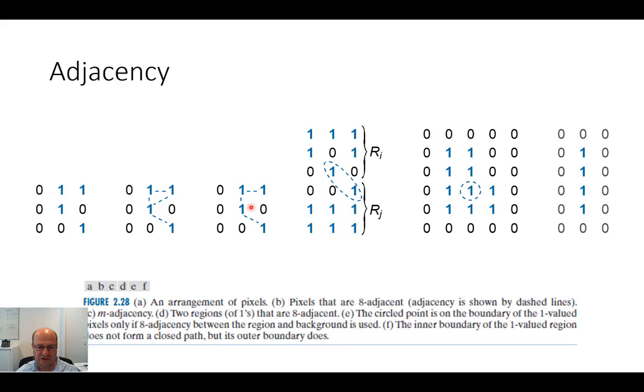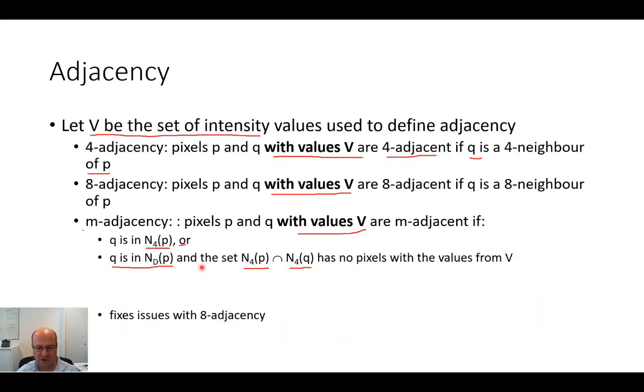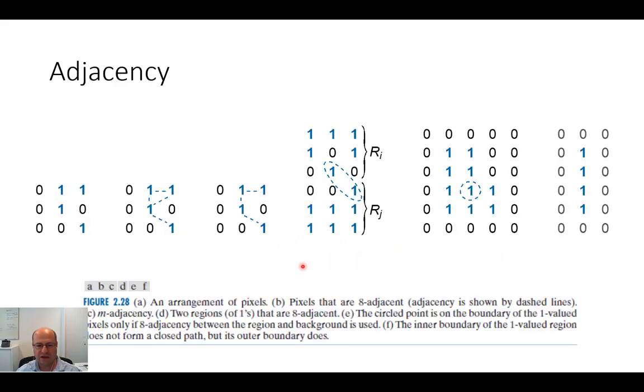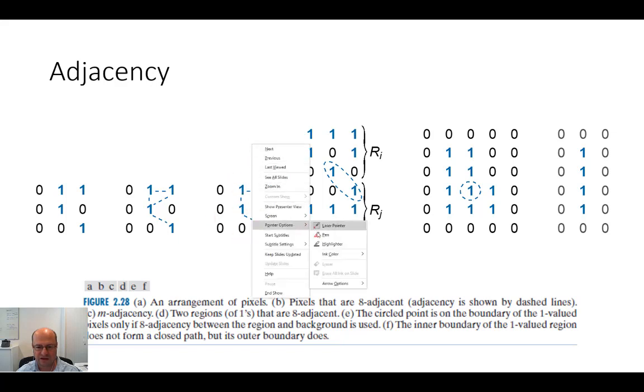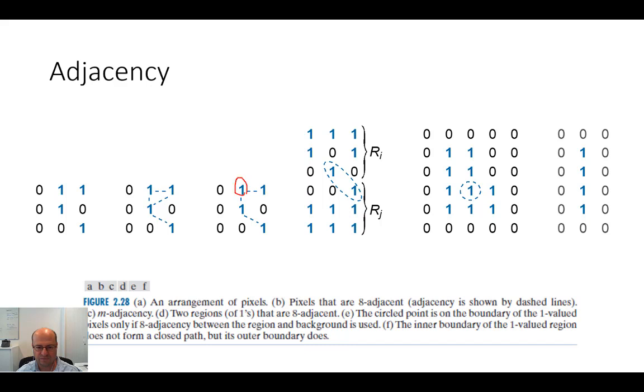What about these two? Are these two M adjacent? Well, this guy is on the diagonal of this one, so it might be a candidate, but the second condition is not respected, right? In this case, there is an intersection between the 4 adjacency of this number and the 4 adjacency of this number, which is exactly this number here. Therefore, there is no connection for an M adjacency.